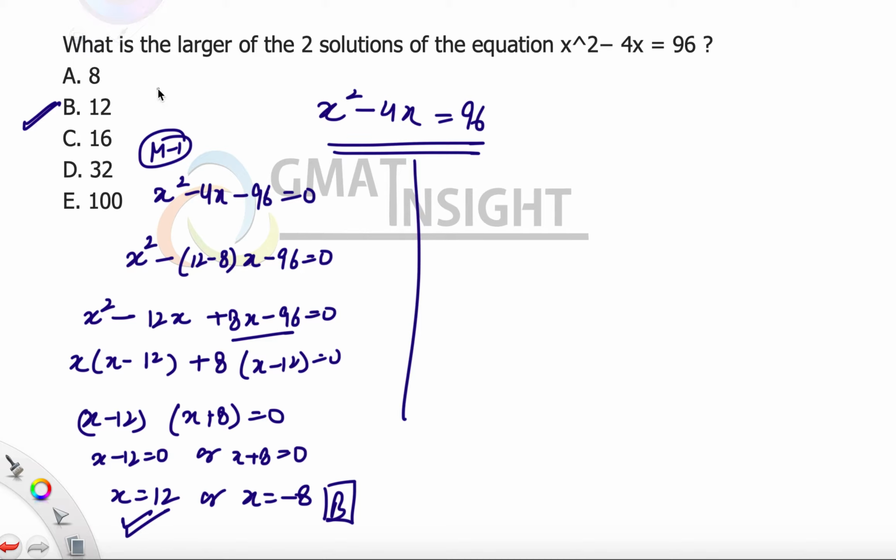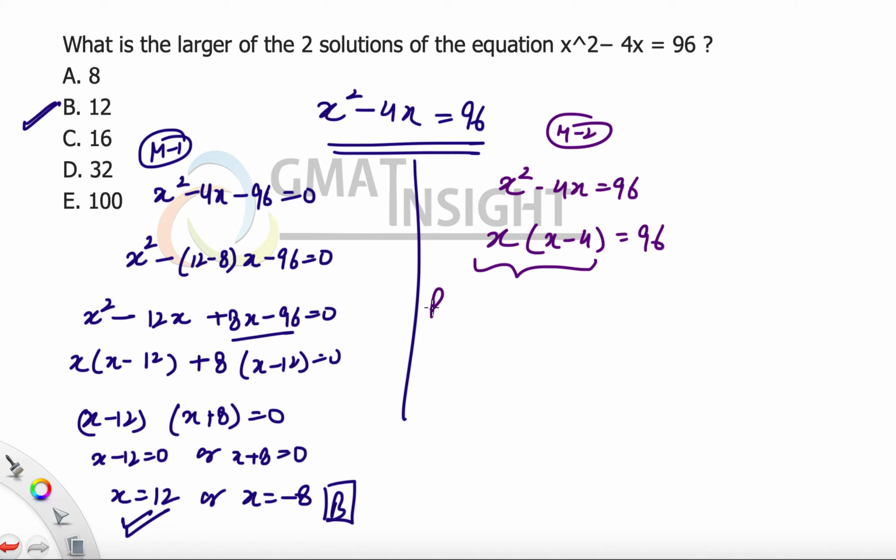Now let's look at the second method. Second method is quite useful for many questions when we come across the questions of work rate, in which we see that there are quadratic equations being formed. Now it says that x squared minus 4x is equal to 96. So we take the x common, x minus 4 is equal to 96. When you look at this expression to the left, it's a product of two numbers separated by 4. This is what I want you to observe.